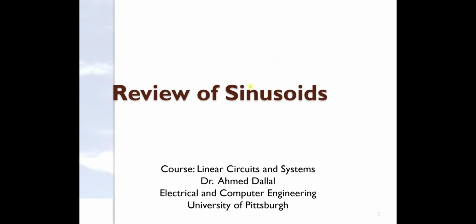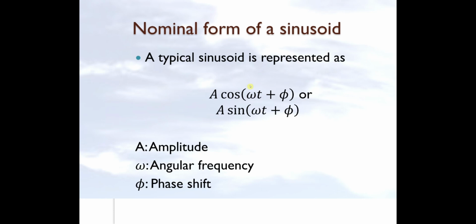Hello. In this video we review the structure of sinusoids and the parameters of sine and cosine functions. A typical sinusoid takes one of two forms, a cosine function or a sine function. The input argument is in this form, omega t plus phi, and you can see here that the sinusoid depends on time. And here we have a scaling factor A.